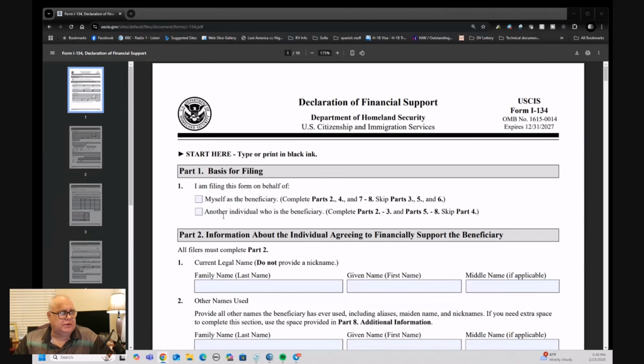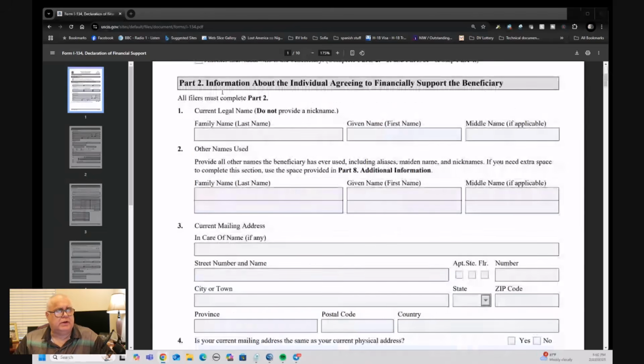Okay, so in most cases, the sponsor is going to click the second box or mark that with an X. By the way, it does say to type or print in black ink, so no need to ask me that question. Then information about the individual agreeing to financially support the beneficiary, the financial sponsor. Okay, this is not the same as a sponsor of the case. It's a financial sponsor of the beneficiary.